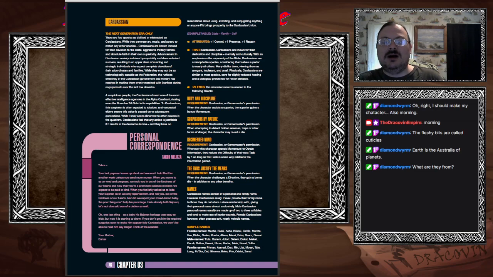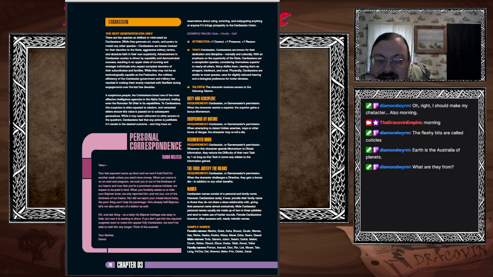But a vacuum of power is very abhorrent to them, so they need to fill it. So, you're known for your dedication and discipline, mentally and culturally, with an emphasis on the state being number one. They are xenophobic, often seeing themselves as superior to others, and kind of arrogant, intolerant, and cruel.